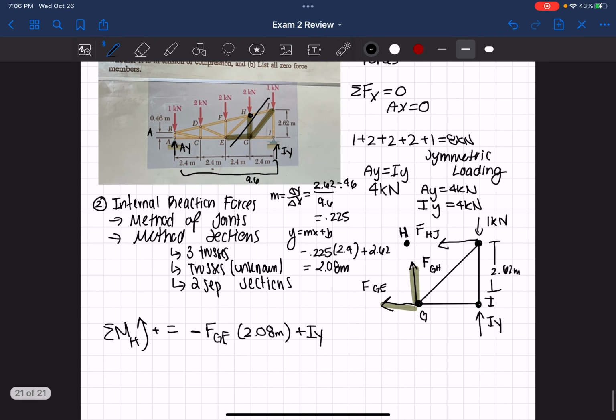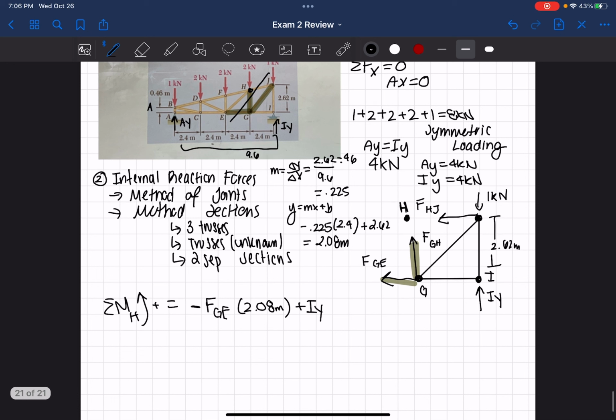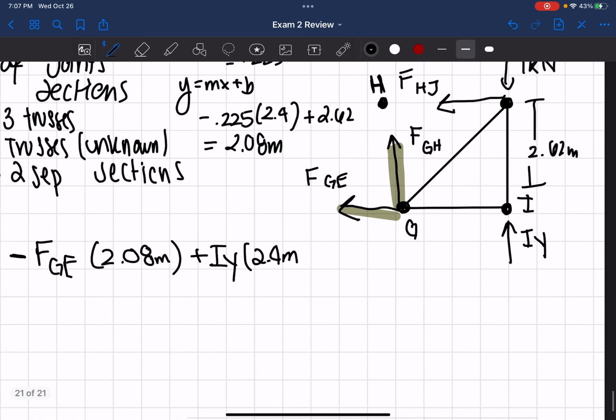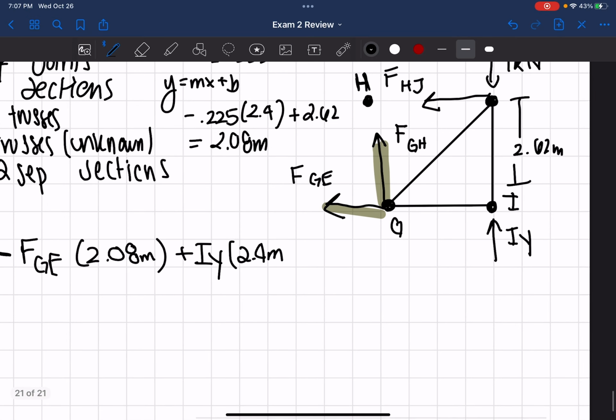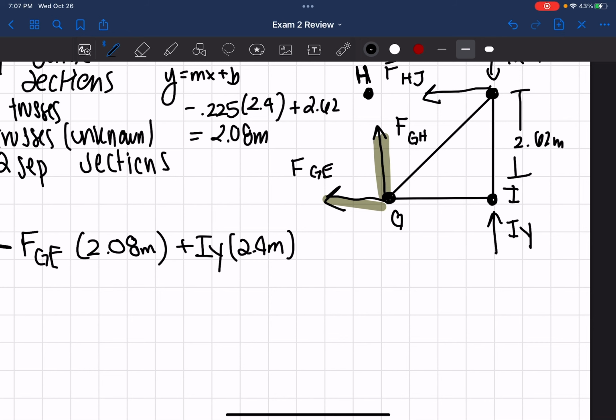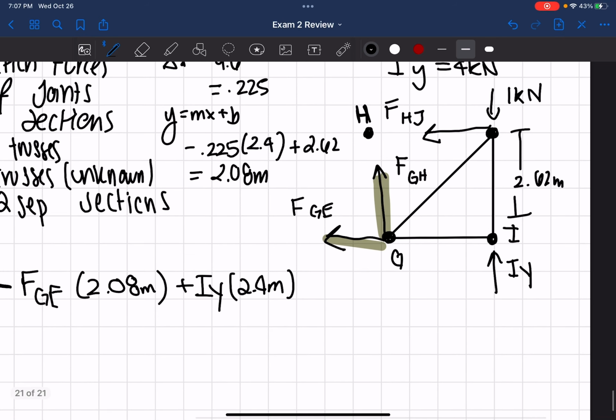And we look at that. Did we solve for IY? Yes, we did. So we're going to plug it in. We're going to have a distance that's perpendicular. That's going to be 2.4 meters. Then we're going to get, what's next? Then we're going to have to do the moment of FEG. We did FEG, FHG.